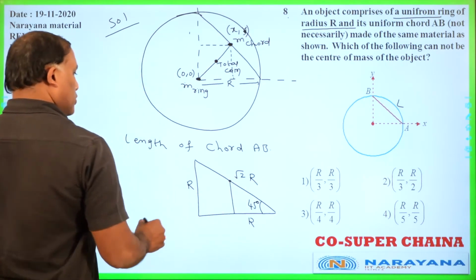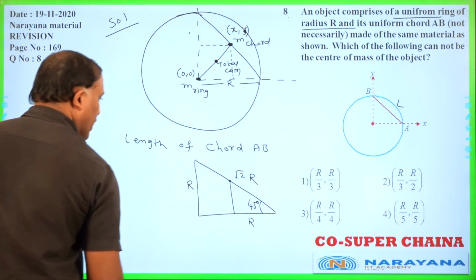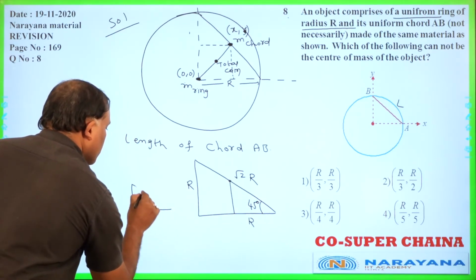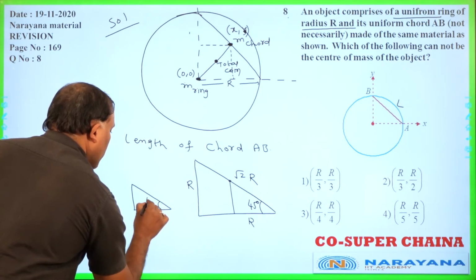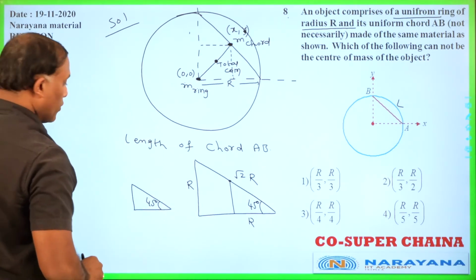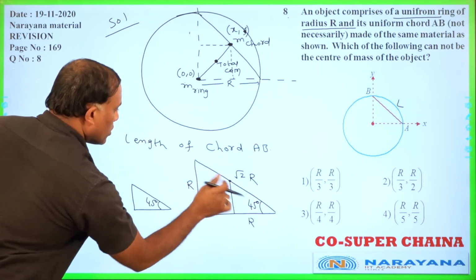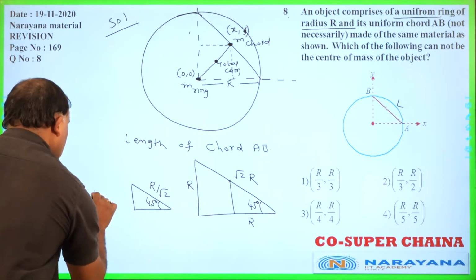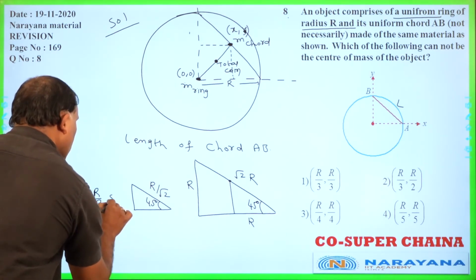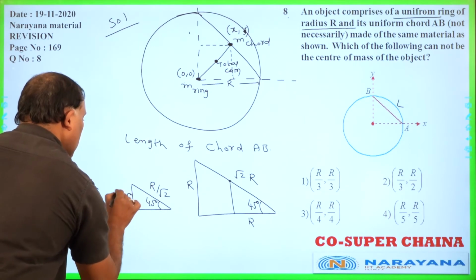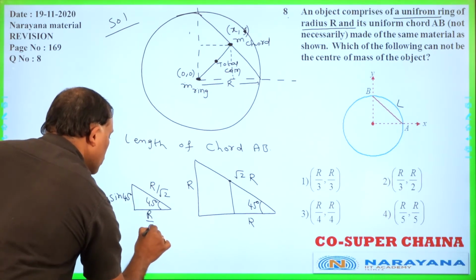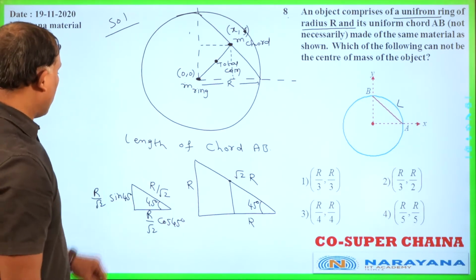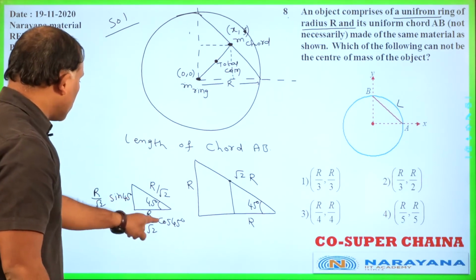Root 2r. So here you can see, let me take that triangle outside. This is 45 degree. Now this is root 2r, so half of that length means this is r by root 2. Then here it is r by root 2 sine 45, and here it is r by root 2 cos 45. Then what are the values? Here it is r by 2, this is also r by 2.